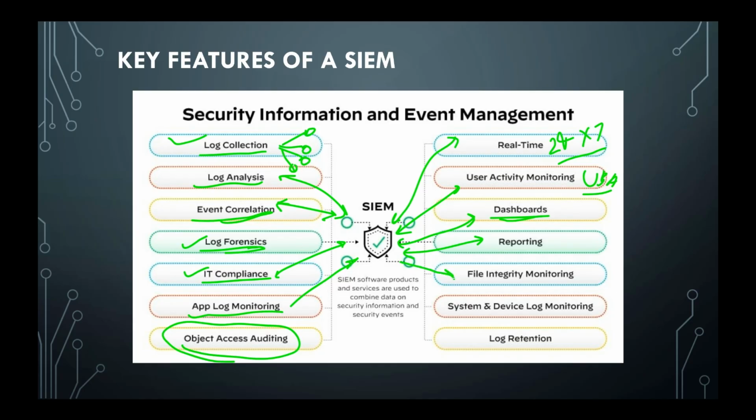File integrity monitoring. You can monitor file integrity changes based on the log sources. Then also system and device log monitoring. You can monitor all your endpoints, your devices, etc. And for compliance requirements, you can retain the logs for 1 year, 2 years, or 7 years. So basically, it is like having a Swiss Army knife for security monitoring.